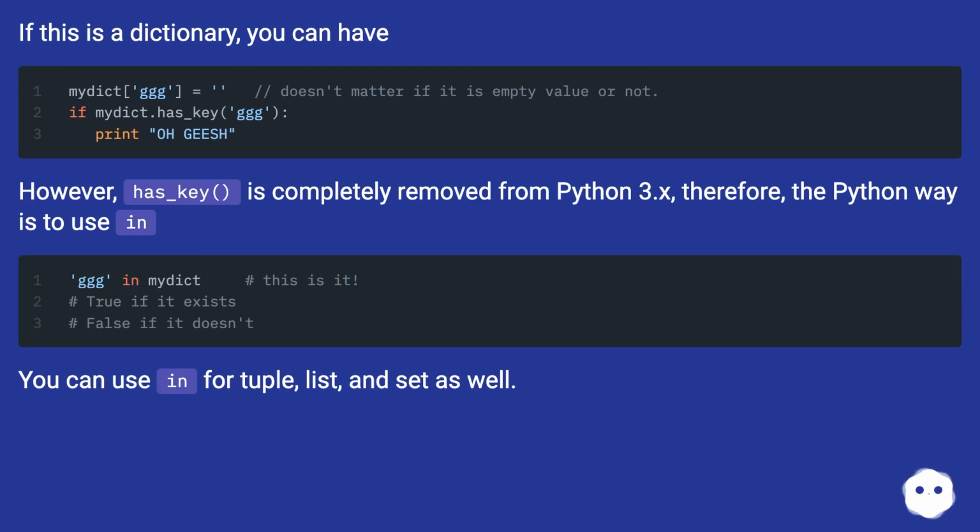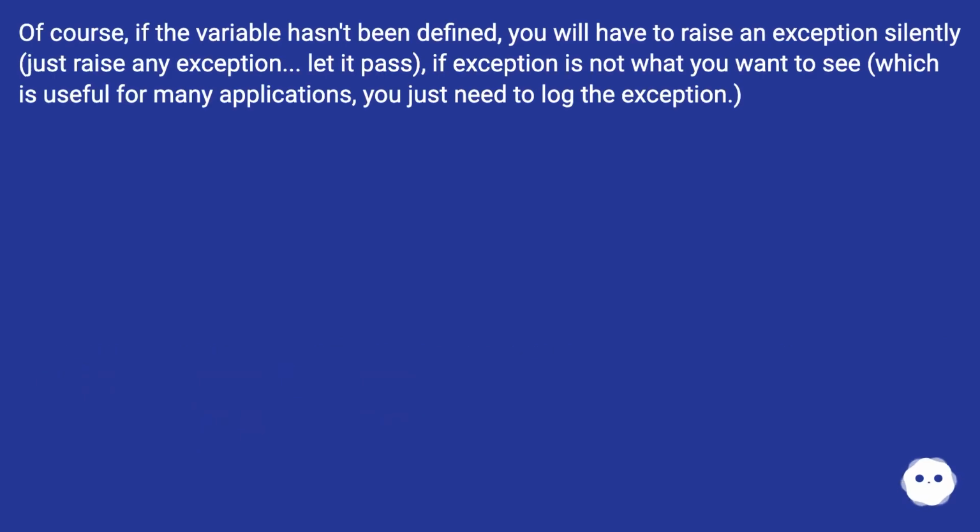You can use in for tuple, list, and set as well. Of course, if the variable hasn't been defined, you will have to raise an exception silently. Just raise any exception, let it pass. If an exception is not what you want to see, which is useful for many applications, you just need to log the exception.